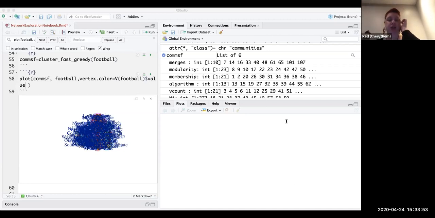So we basically get each one of our conferences, but some of our communities have a couple of extra conferences in them. Like this purple one here has three or four different conferences in it. The pink one has two. And it's probably schools that go and play a couple of different places in another conference.